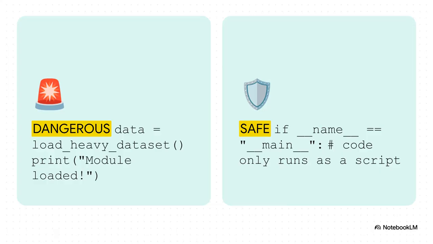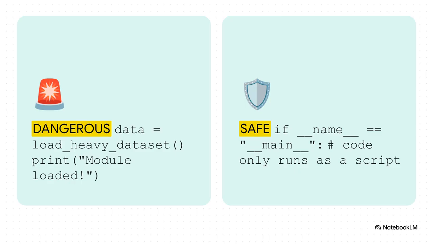So what's the fix? Look at this. On the left, you see the dangerous way. That load-heavy dataset function runs the moment you type import. On the right is the safe, professional way. You wrap all your executable code inside a function, maybe called main, and then you protect it with this special condition, if __name__ == "__main__". This is a fundamental Python pattern.